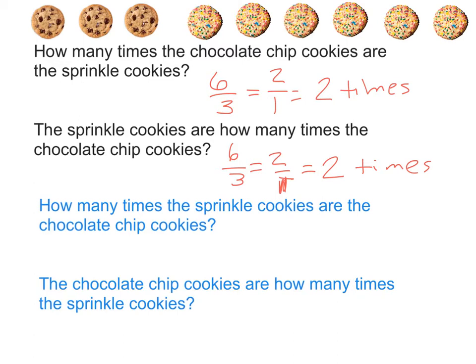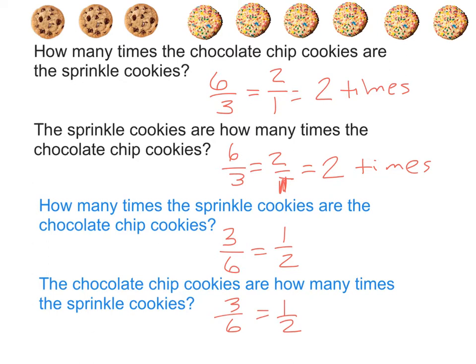And the second one, or set of questions, the third and fourth question here, it's how many times the sprinkles are the chocolate chip. So this time, I want to know the chocolate chip are how many times the sprinkles. Same question, just stated backwards. So this time we have the chocolate chips, which are 3 out of 6 sprinkles, which is half as many. So there's half as many chocolate chip as sprinkles. And so these are both the same. And again, we always write them in simplest form.